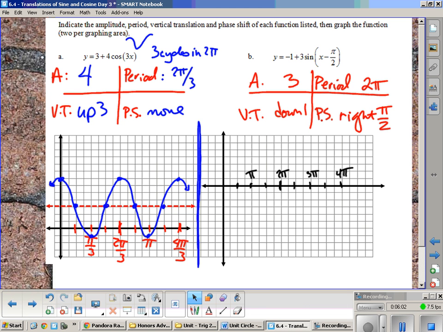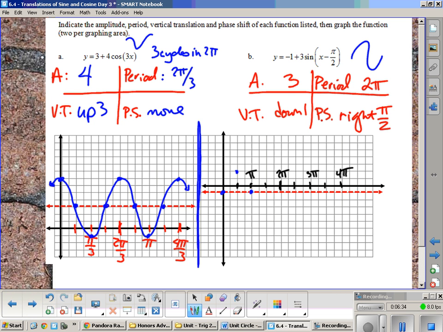Time for your vertical new sinusoidal axis, and that will be at down 1. Now remember, everything is normally shifted. So sine starts in the middle, goes up, and comes back down. Normally, I'd be starting here, and then going up 3, down 3.